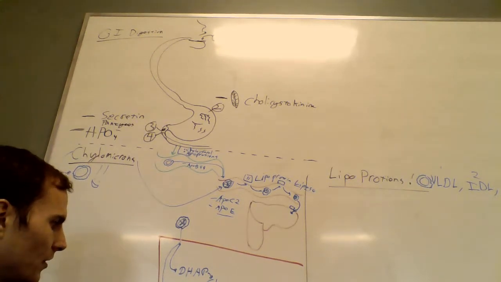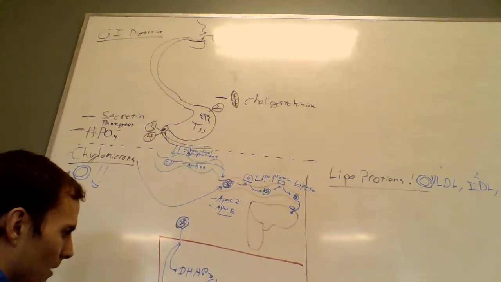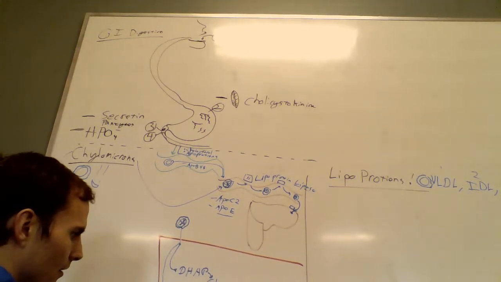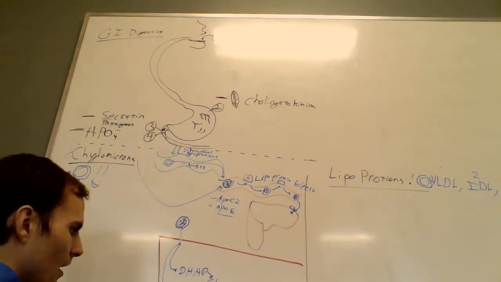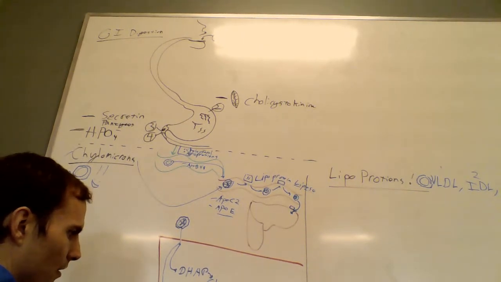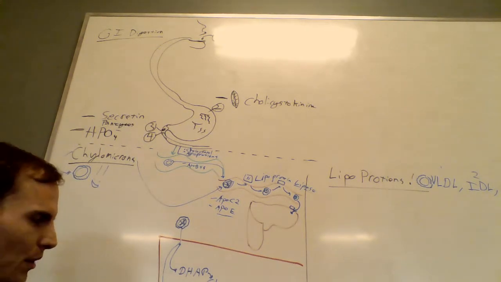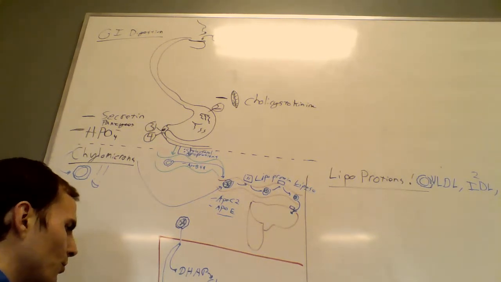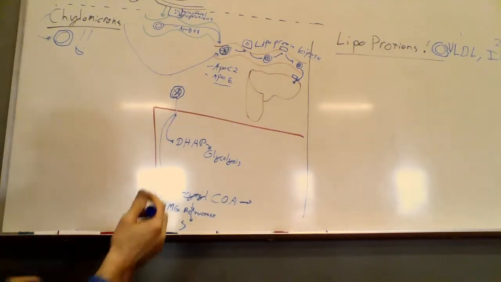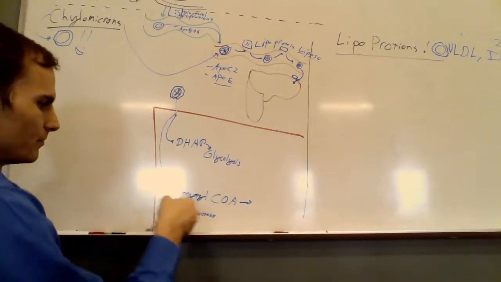All right? Some of it, if we need it, will be acted on by HMG reductase. And this is stuff outside of class. There's other stuff in the pathway, I believe, but this is the major thing. HMG reductase will make it into... you guys can't even see that here. We'll make that into cholesterol.